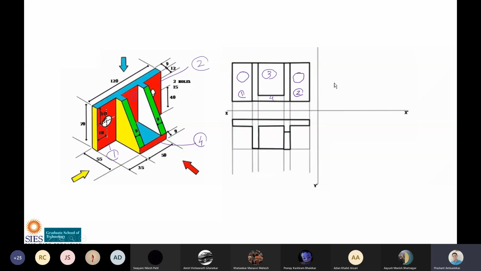Is this view clear to all of you? Any doubt to anyone? Any mistake in this? You have to spot the mistake. You have to spot anything incomplete in this. Sir, I think there will be a line between on the 4.